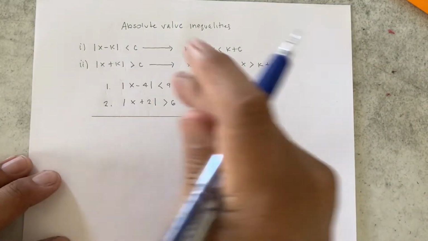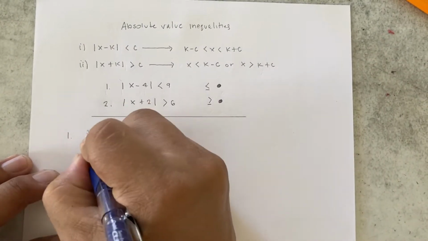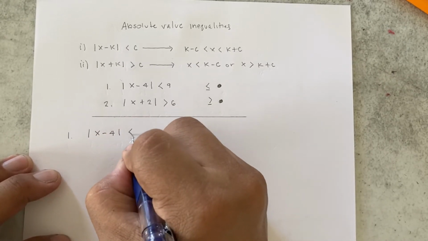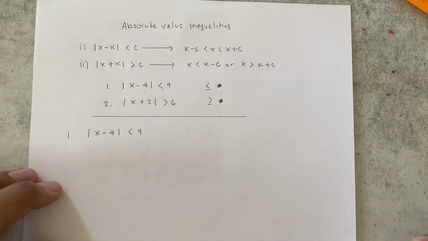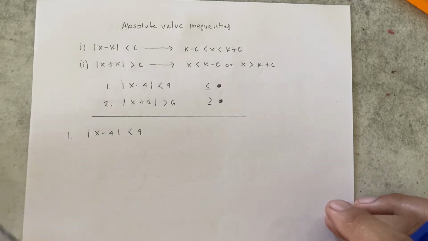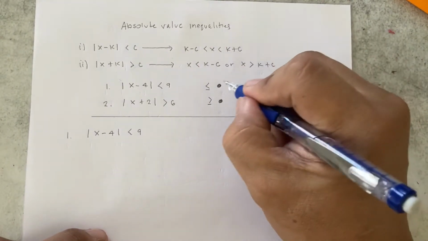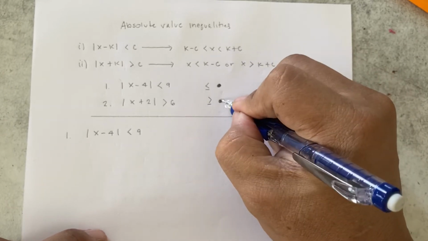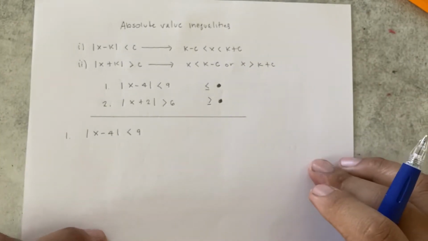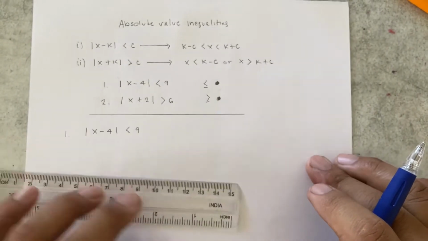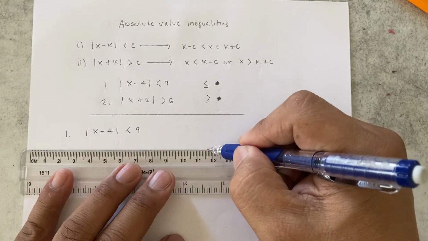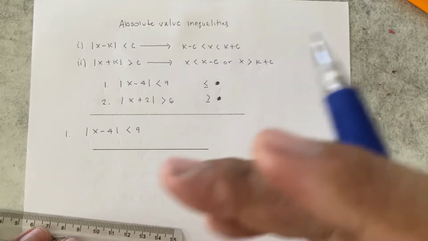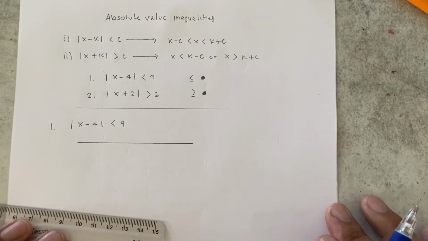So let's look at number 1. Absolute value of x minus 4 is less than 9. Now what you see on the right here is completely analogous. Less than or equal to, greater than or equal to. The difference is we're going to include the point. Okay, so remember what I said? We're going to graph it first, and use the algebra to verify the graph and the solution.